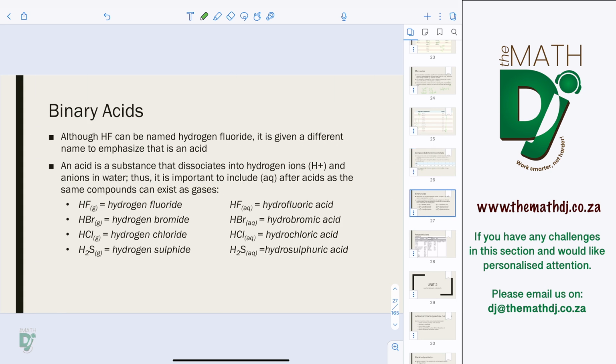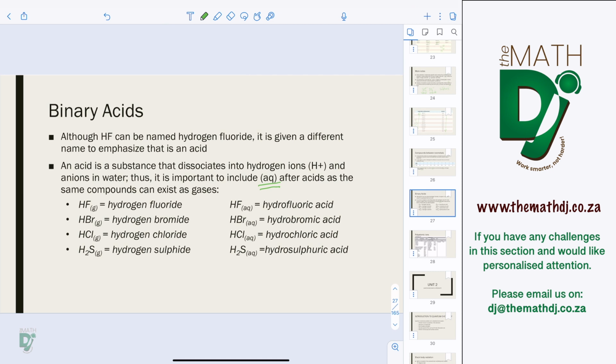Binary acids. Although hydrogen fluoride can be named hydrogen fluoride, it is given a different name to emphasize that it is an acid. An acid is a substance that dissociates into hydrogen ions and anions in water. Thus, it is important to include (aq) to represent aqueous after acids, as the same compounds can exist as gases.